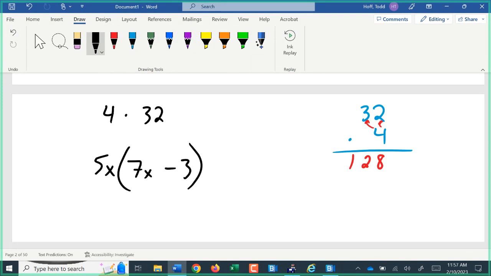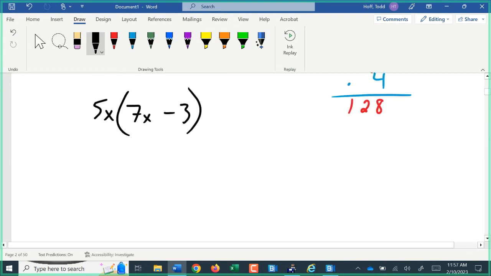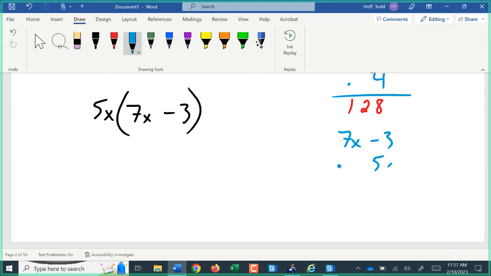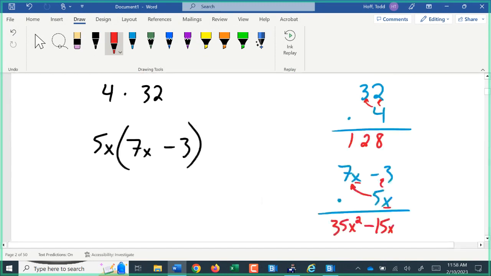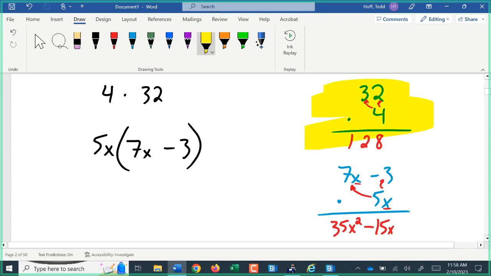So when we work with our algebraic numbers, if we have something like 5x times 7x minus 3, we can do the exact same process. We write the number with the most digits, the 7x minus 3 on top, times the 5x on bottom. Then we do 5x times negative 3, that's negative 15x. 5x times 7x, 5 times 7 is 35. Also combine the names though, x times x is x squared. Exactly the same as our process of multiplying whole numbers up here.